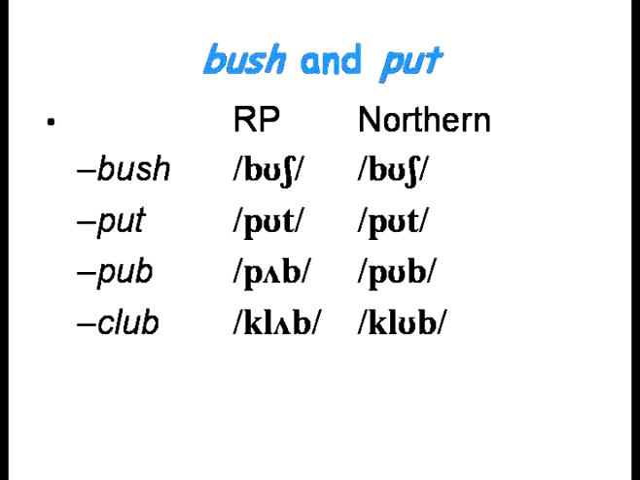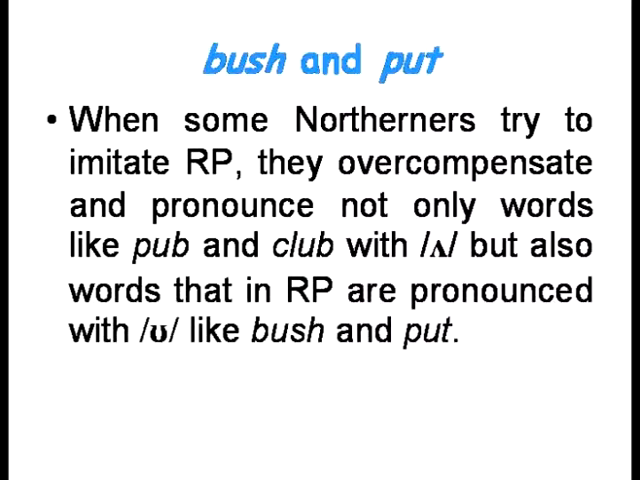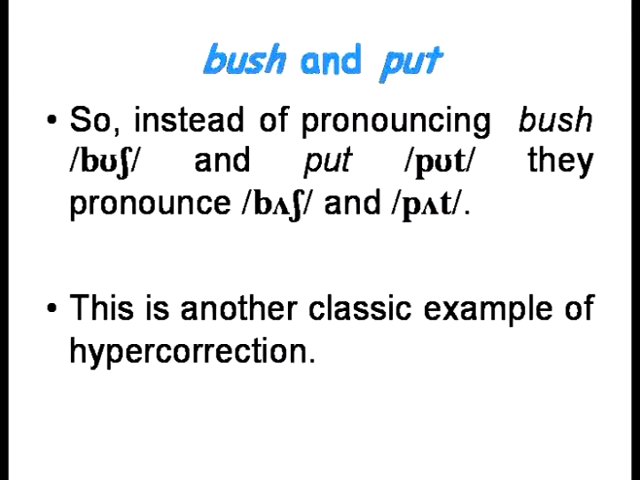Examples: RP, bush. Northern, boosh. RP, put. Northern, poot. RP, pub. Northern, poob. RP, club. Northern, cloob. When some Northerners try to imitate RP, they overcompensate and pronounce not only words like pub and club with the RP vowel but also words that in RP are pronounced with the other vowel, like bush and put. So, instead of pronouncing bush and put with the vowel of Northern English, they pronounce them with the wrong one. This is another classic example of hypercorrection.